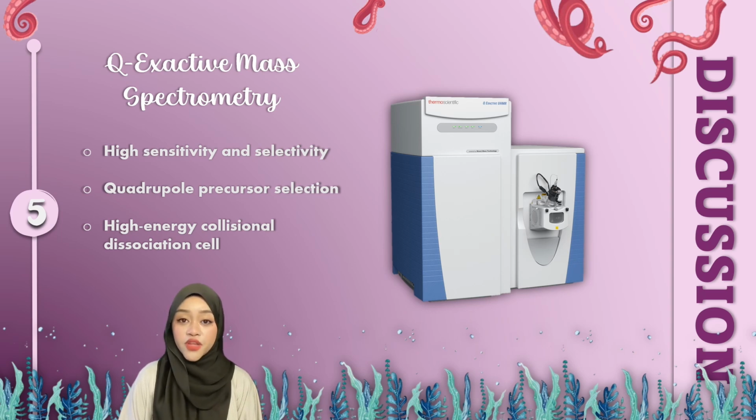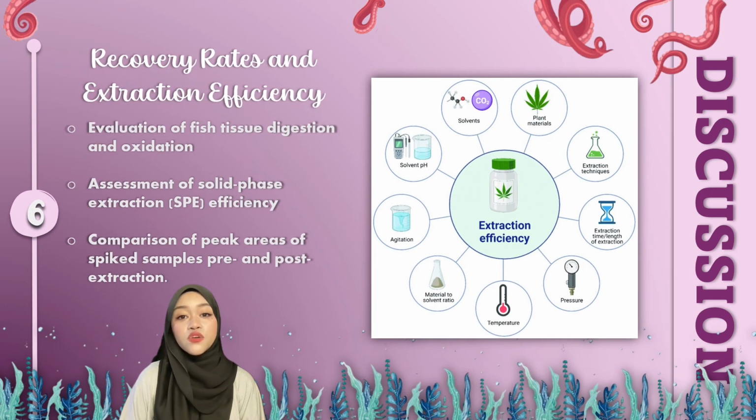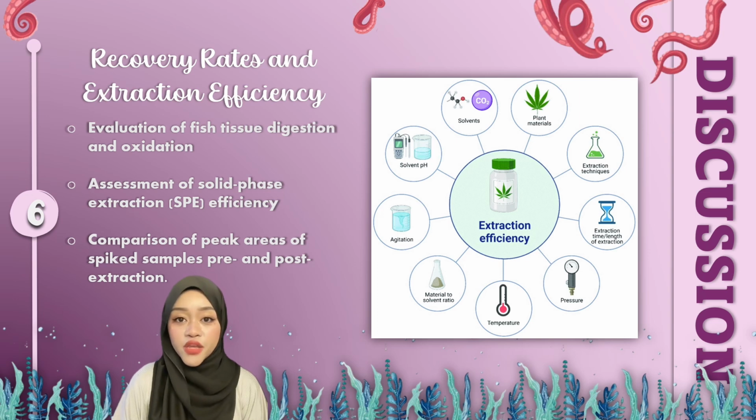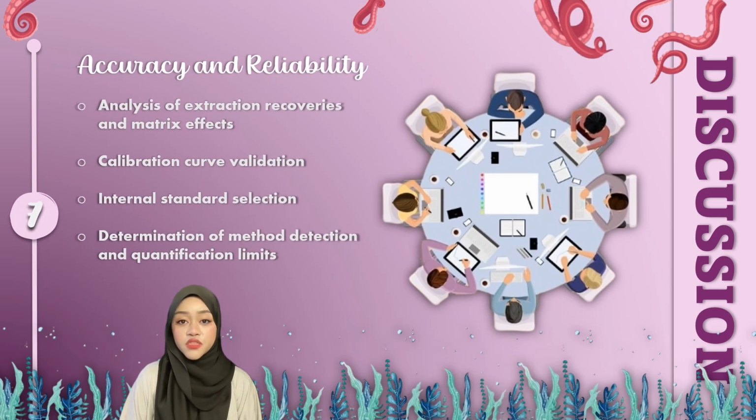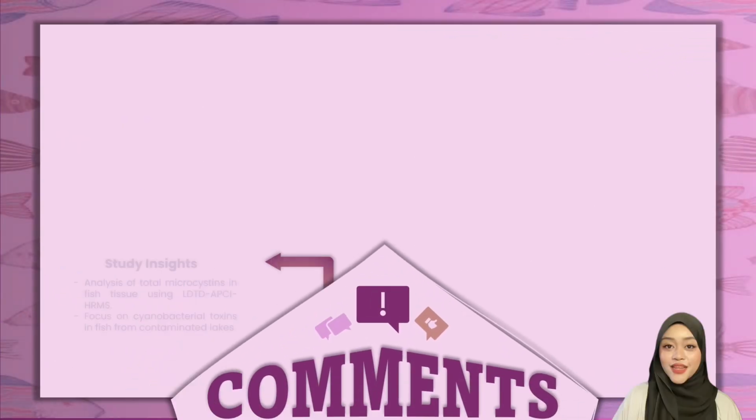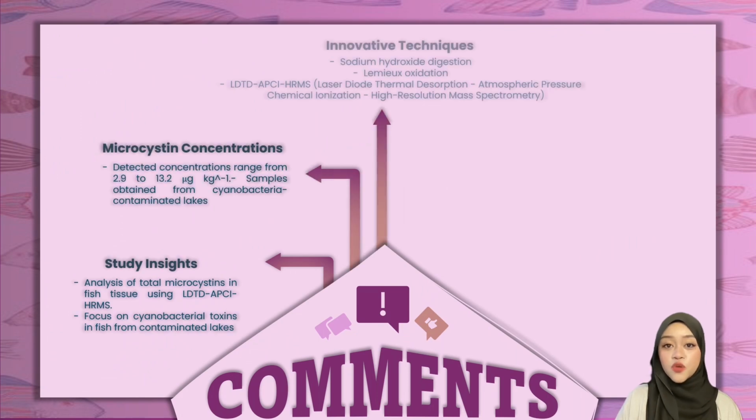Furthermore, the method validation included evaluating recovery rates for the fish tissue digestion and oxidation, as well as solid phase extraction (SPE) efficiency. By comparing peak areas of spiked samples, pre-extraction and post-extraction, extraction recoveries and matrix effects were assessed, ensuring the accuracy and reliability of the analytical method. The calibration curve, internal standard selection, and determination of method detection and quantification limits further validated the robustness of the analytical approach. Next, I will comment on the data obtained from the article.